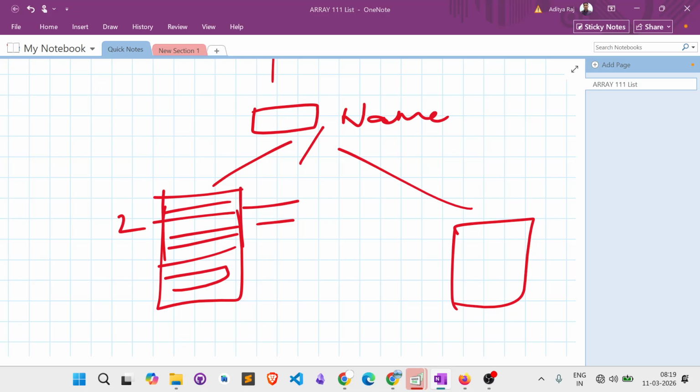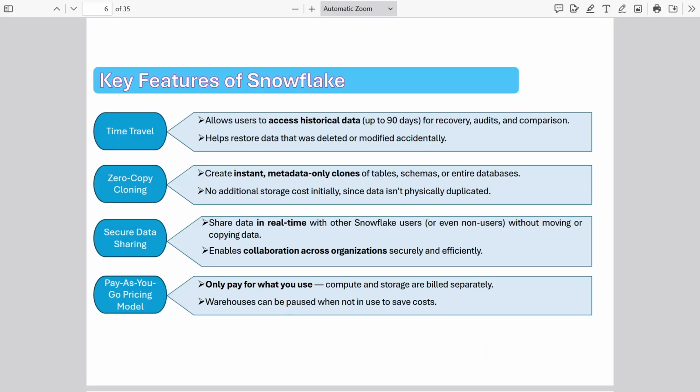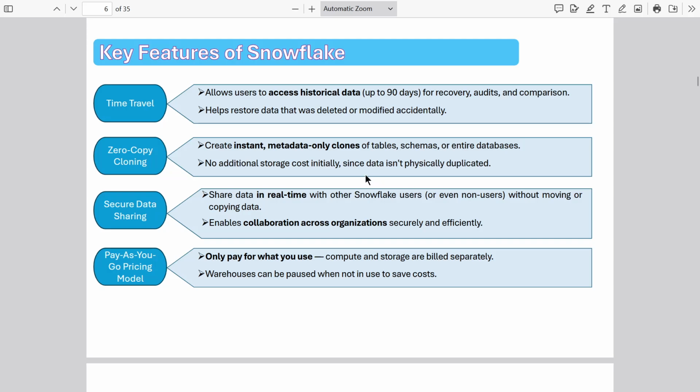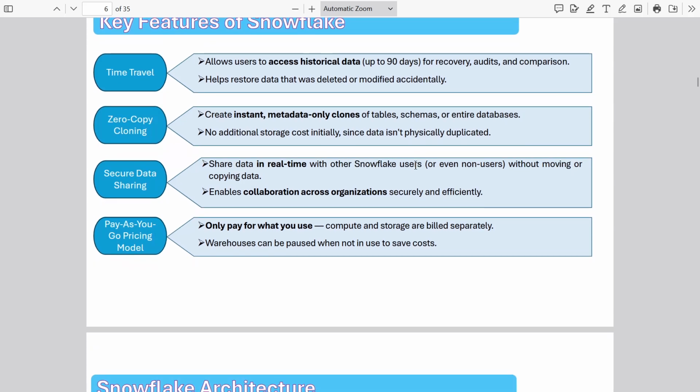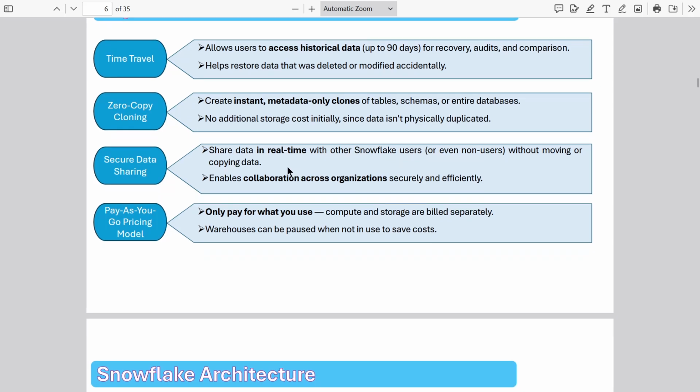The same in Snowflake also, the replication of data happens in that kind of manner. That is a different kind of architecture, like name node, data node, master slave architecture. We don't need to worry about the background architecture. We just need to understand what happens in zero copy cloning. It creates instant metadata-only clones of tables, schemas, or entire databases. So there is no additional storage cost initially, since data isn't physically duplicated. Secure data sharing is sharing data in real time with other Snowflake users without moving or copying data.